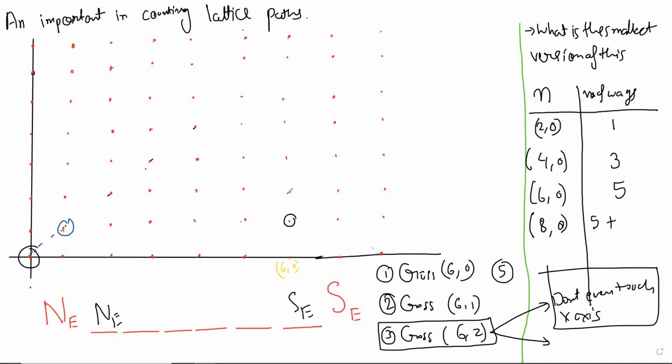You want to start from the origin, you want to make the northeast and southeast moves, and you want to go from 0, 0 to 8, 0. And you don't even want to touch the x-axis in between. Forget about crossing, you don't even want to touch it. That means that your first two moves should be northeast and your last two moves should be southeast. Do all of us agree to this? So how many ways will be there? This will again be 5, right?